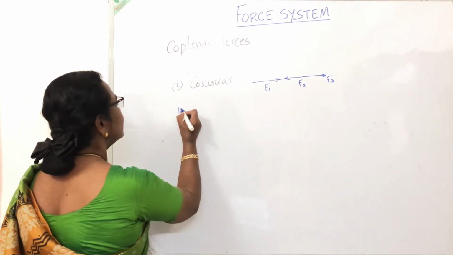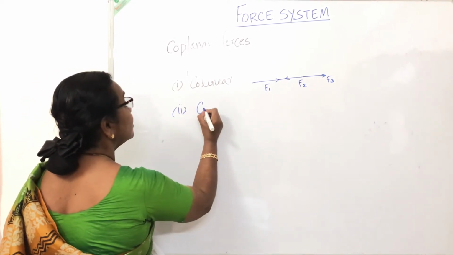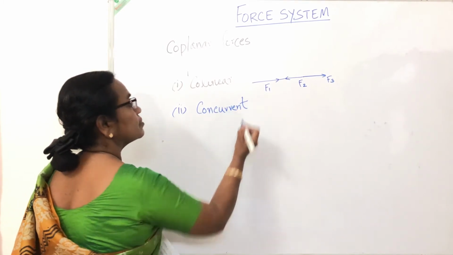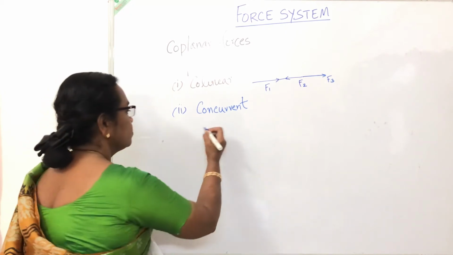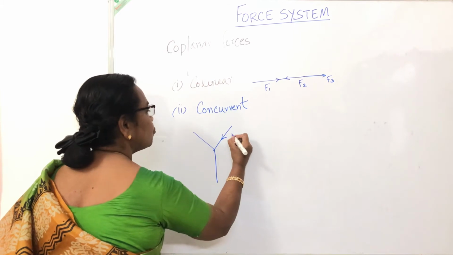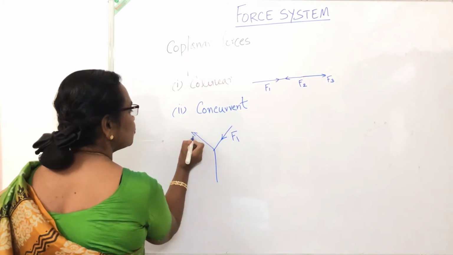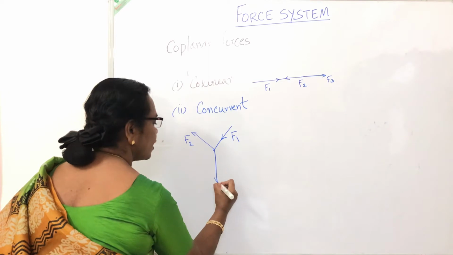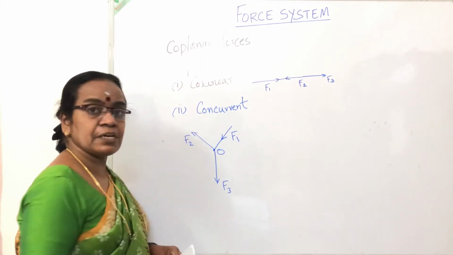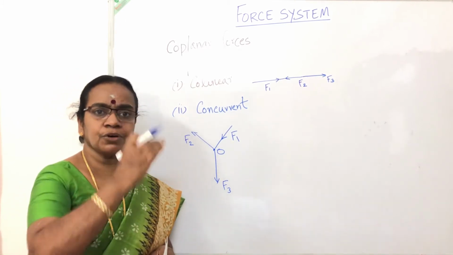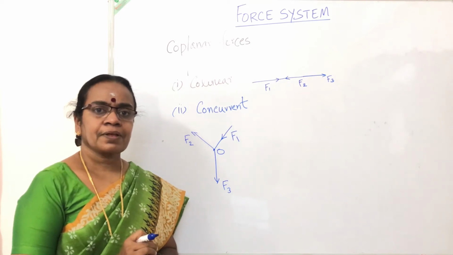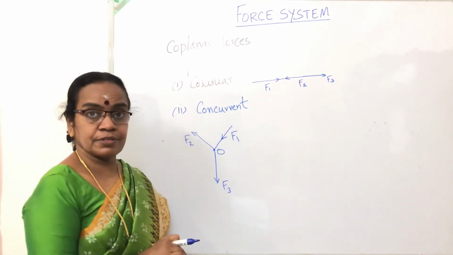And the second category is concurrent forces. Say this is force F1, this is another force F2, and then another force F3. All the three forces have a common meeting point, or the lines of action of the various forces meet at one single point. That is called concurrent forces.